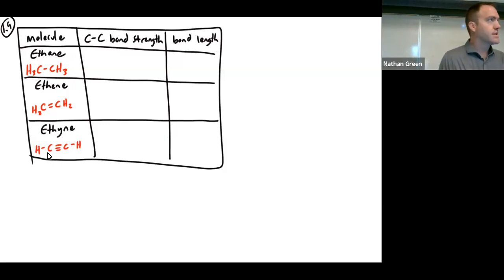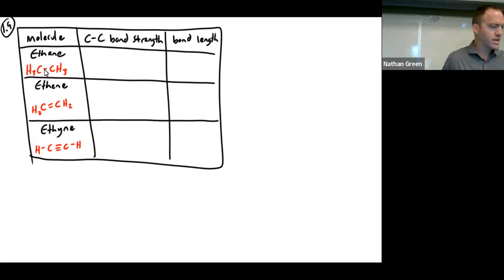Which of these molecules, ethane, ethene, or ethyne, has the strongest CC bond? Which one of these is hardest to break apart? Ethyne, because there's a lot more electrons holding them together. Ethane is easiest to break apart. Kind of. Let's get into the details here a little bit more.